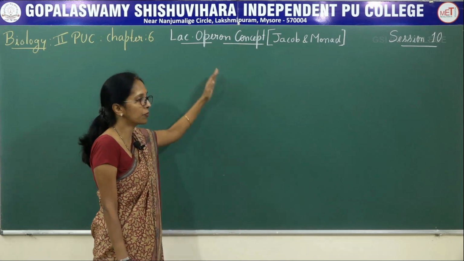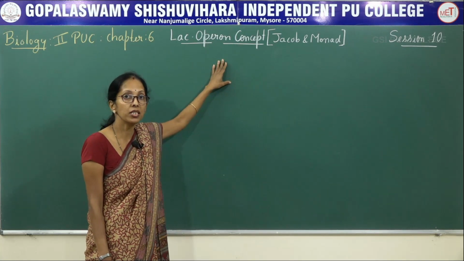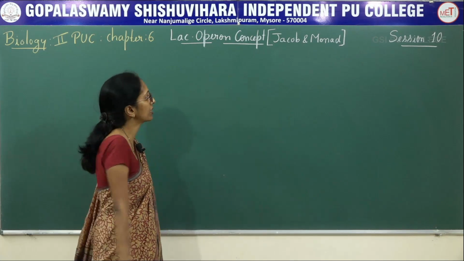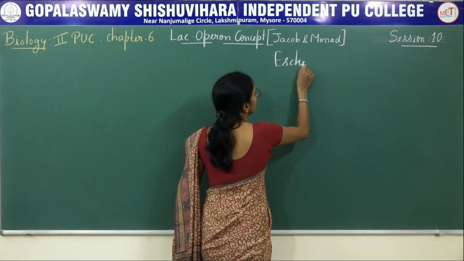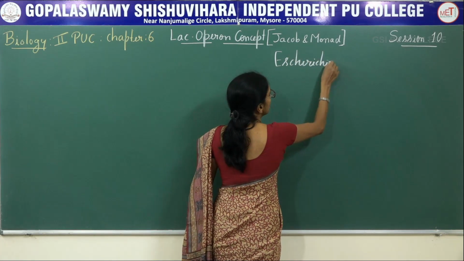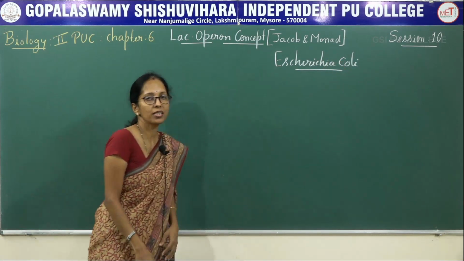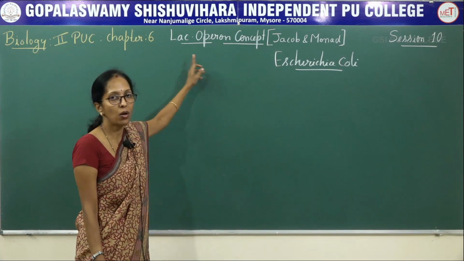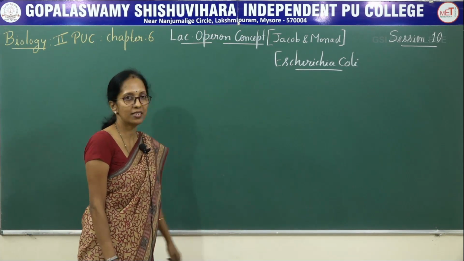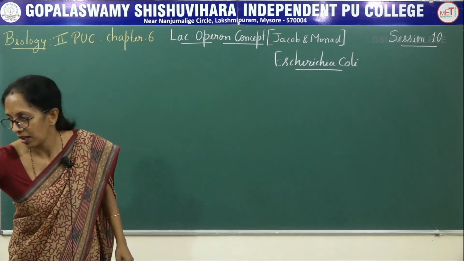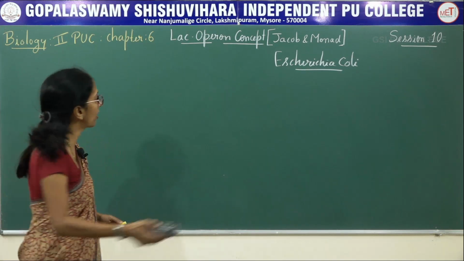Jacob and Monod proposed a model to study the regulation of gene action in one of the bacteria, Escherichia coli. So it is the regulation of gene action in this bacteria, Escherichia coli. Now coming to the structure of this E. coli.